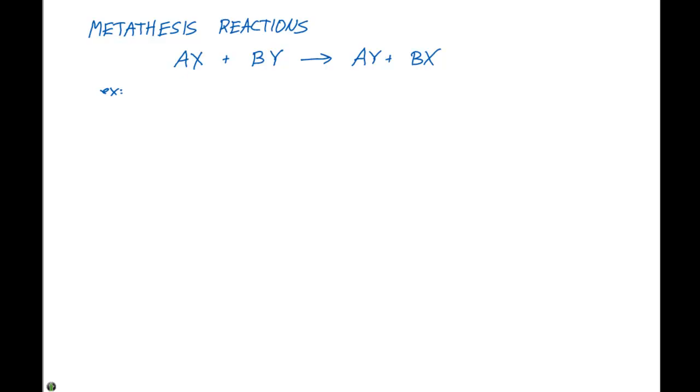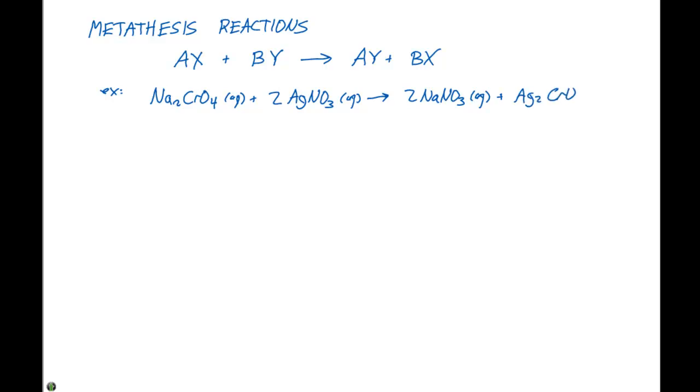If we wanted to write an example of such a reaction, we could have sodium chromate, which is Na2CrO4 in aqueous solution, plus 2 silver nitrate, which is AgNO3, also in aqueous solution. When this reaction takes place, our products are 2NaNO3 in aqueous solution, or sodium nitrate, plus silver chromate, which is Ag2CrO4. And this is actually going to be a solid, which we can predict using the solubility rules.